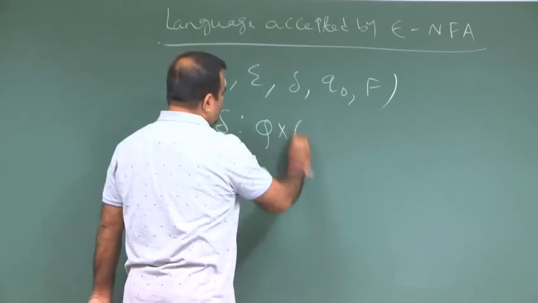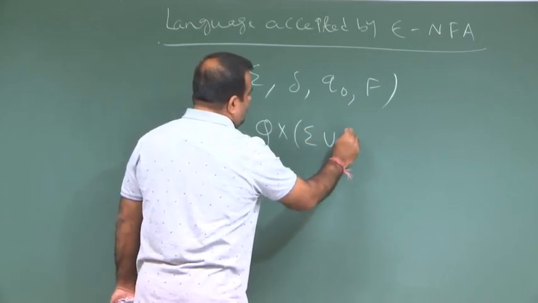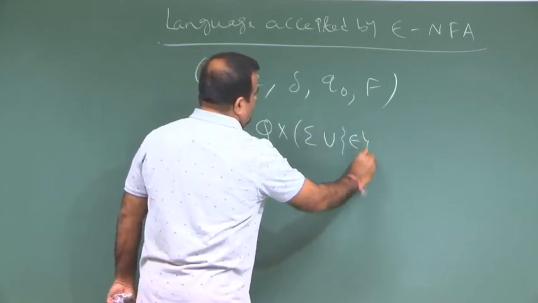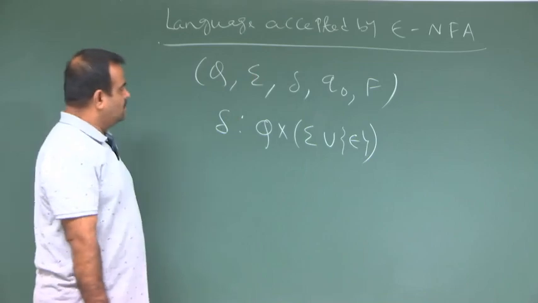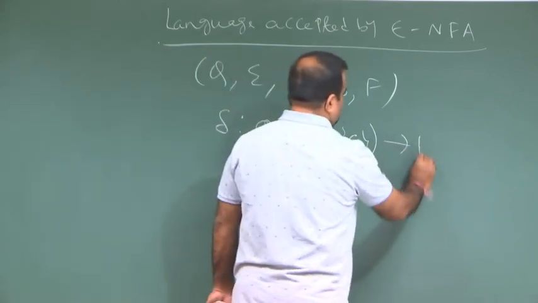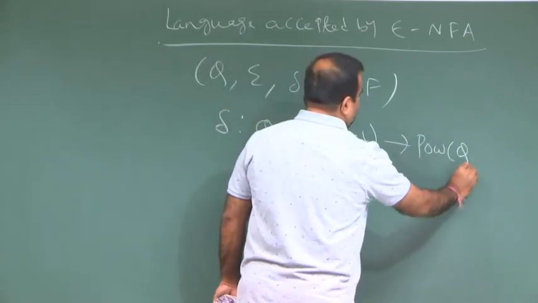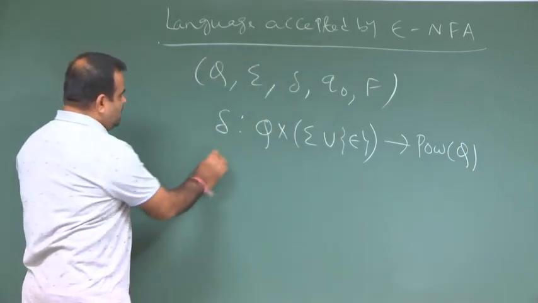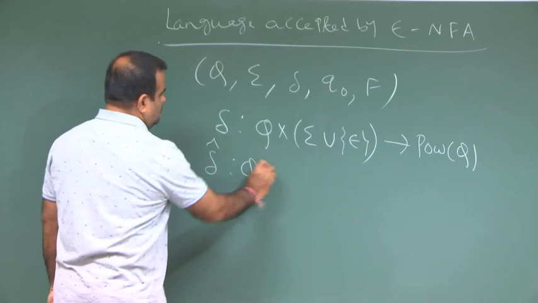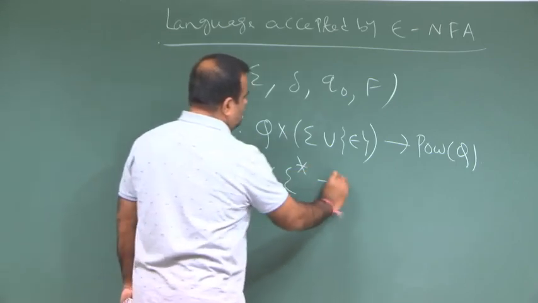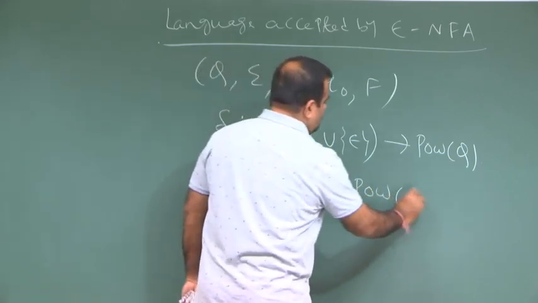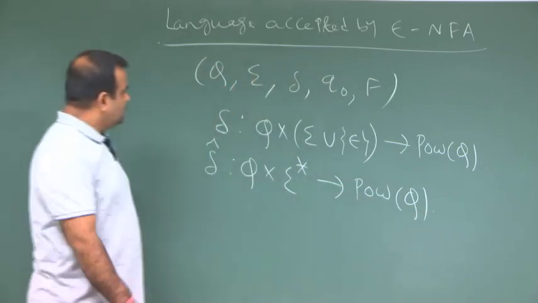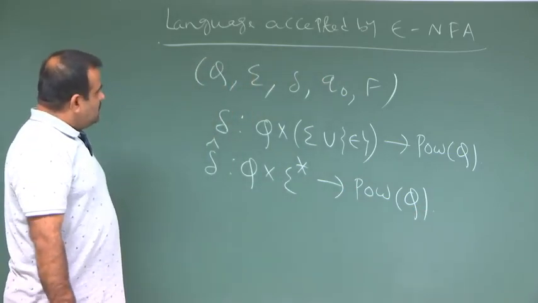it can take only one alphabet symbol or the empty string, and this will go to the power set of Q. Okay. And then we have extended this on Σ star to the power set of Q, and then we define the language.